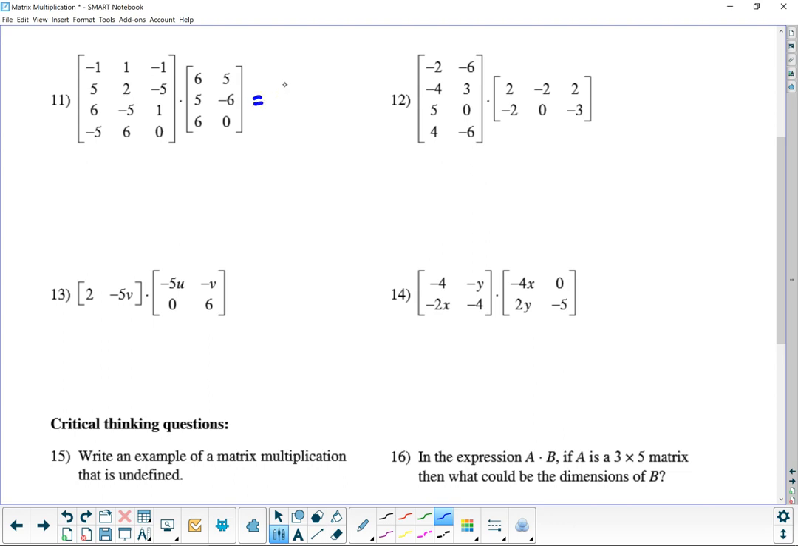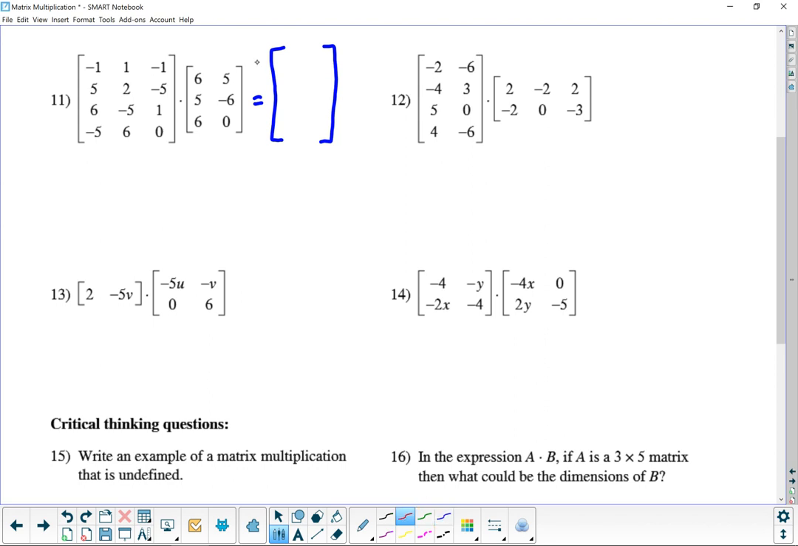And 4 by 2 is kind of like a mix of both of these. So 4 by 2 means that it's as tall as the first one, but it's skinny just like the second one. So 4 by 2 means that there's going to be 8 entries. Okay, like that.